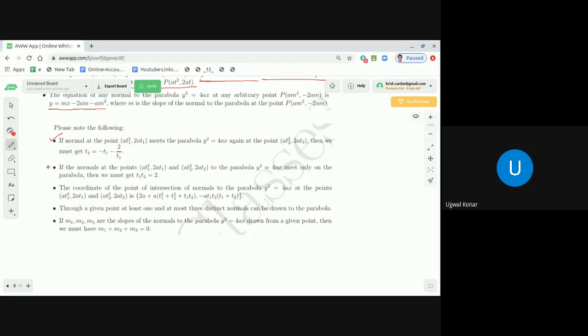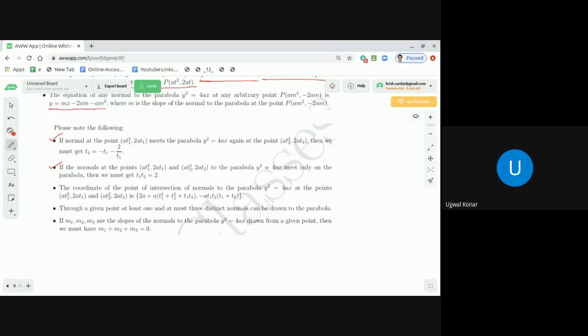Second point, if the normals at the points at1 square comma 2at1 and at2 square comma 2at2 of the parabola y square equal to 4x meet only on the parabola, then we must get t1 into t2 is equal to 2. You may think, sir, this information you are saying, where it is going to be applied? When you get some relatively complex problem on parabola, you will see all these things will be very important to apply and to solve this problem in relatively lesser time.